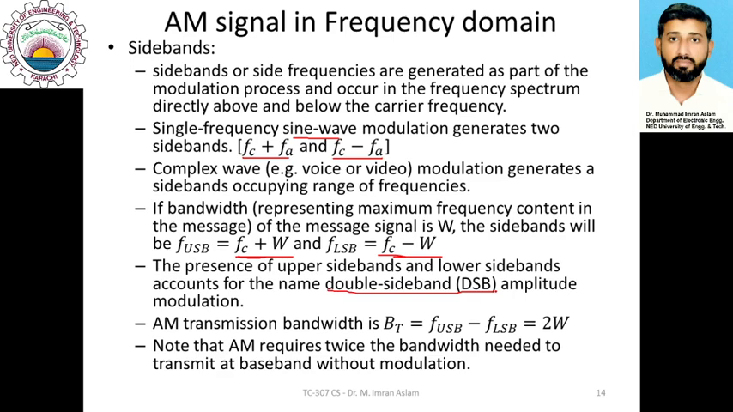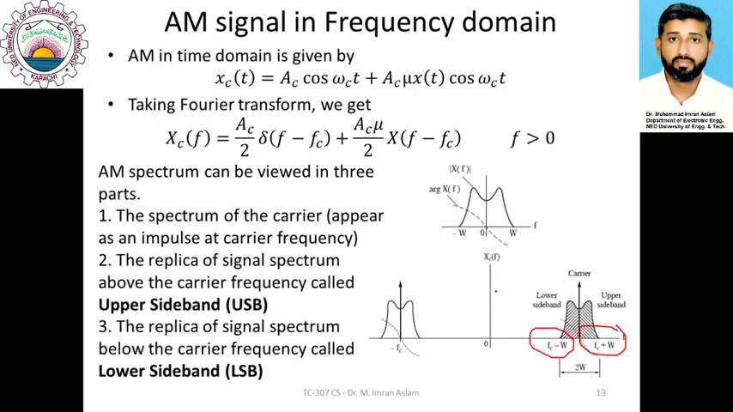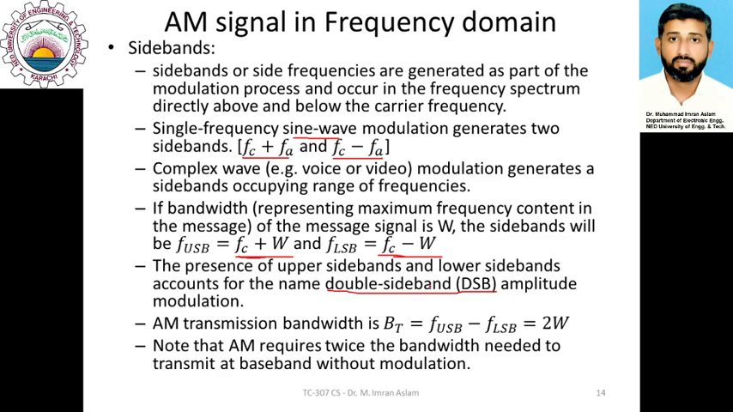Another important parameter related to modulation is the bandwidth. We have previously discussed that bandwidth is one of the important parameters which we need to account for whenever we are talking about transmission. So the bandwidth of this modulated signal starts from this end of the lower sideband and ends at this end of the upper sideband. So this band is the bandwidth of the modulated signal.